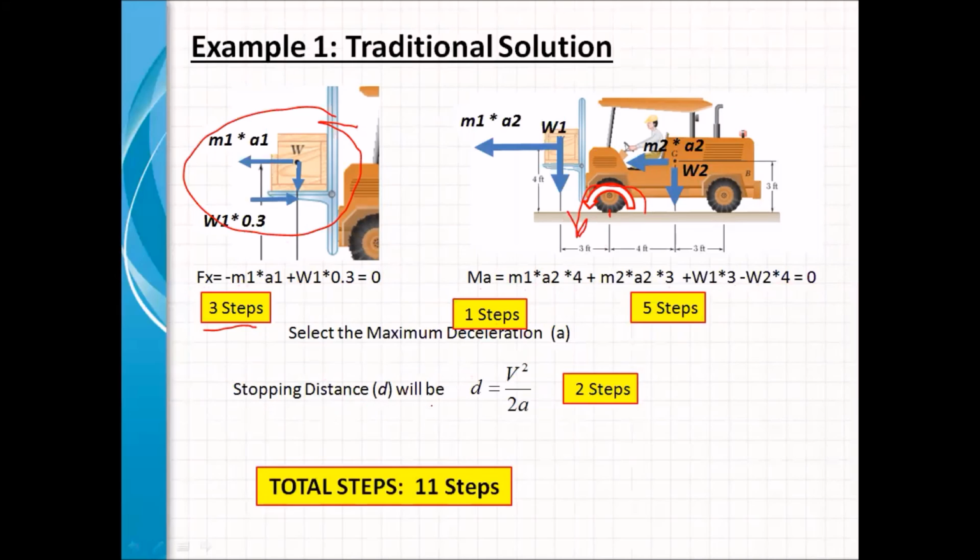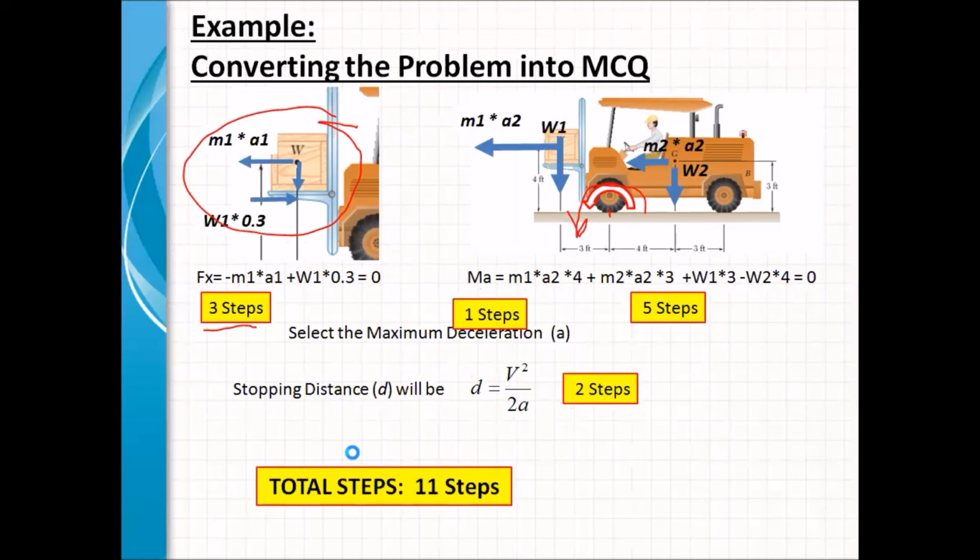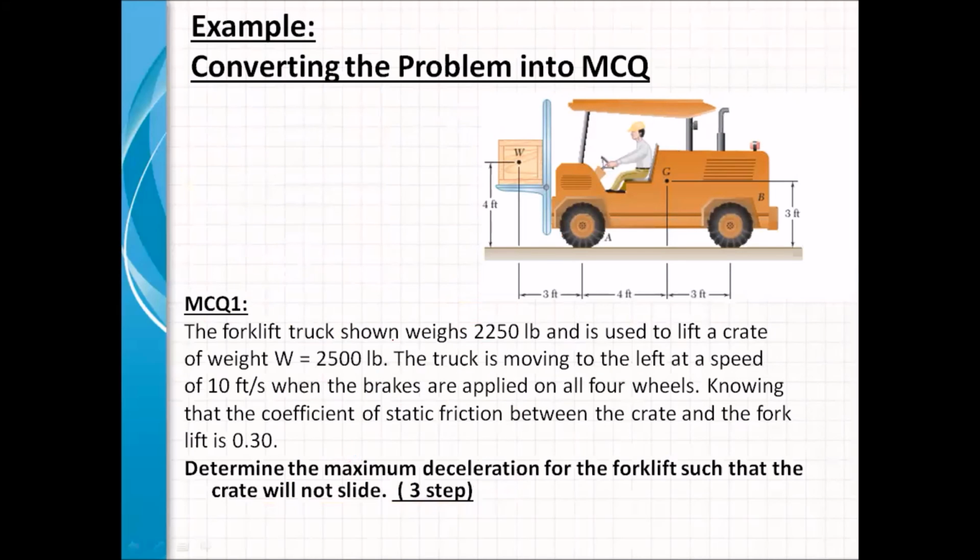Stopping distance calculation using the kinematics equations will be 2 steps. The total is 11 steps. Okay, let's now convert this problem into an MCQ. First, we're going to take the same problem, but what we're going to ask for is to determine the maximum deceleration of the forklift such that the crate will not slide. That means we are just evaluating this condition, having the deceleration such that this crate will not slide forward.